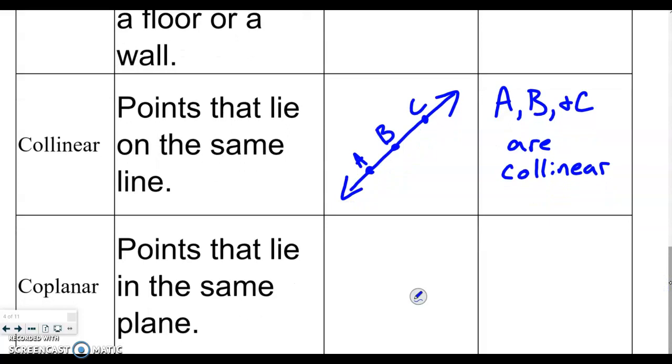So if we know points that lie on the same line are collinear, what do you think coplanar is? They're points that lie in the same plane. So points that lie in the same plane are coplanar. So if we draw our plane, and we have our points, point A, point B, point C, we know points A, B, and C are on the same plane. They are coplanar.